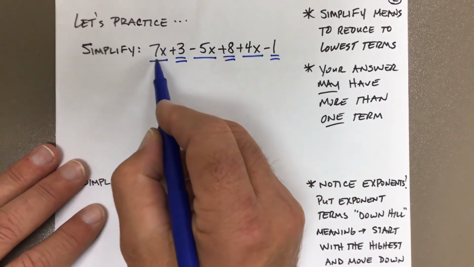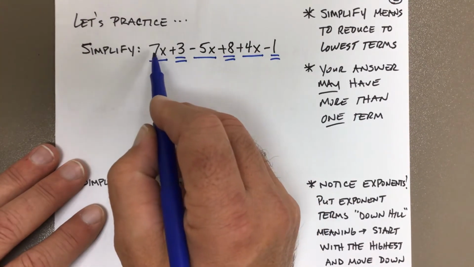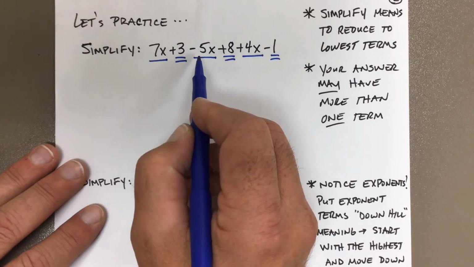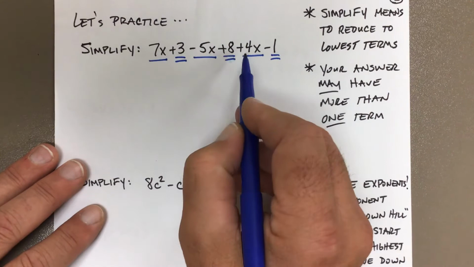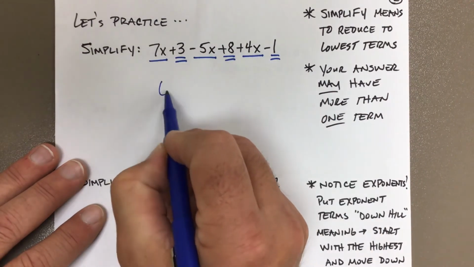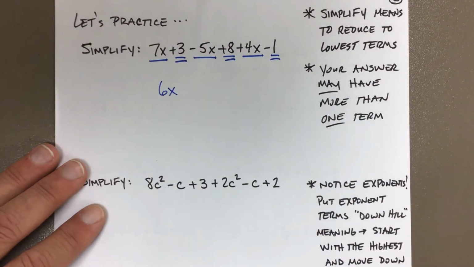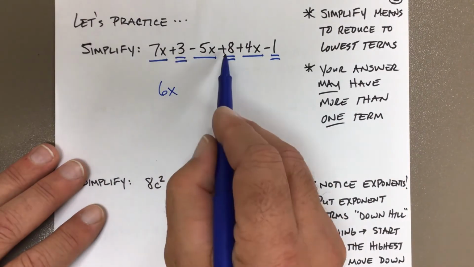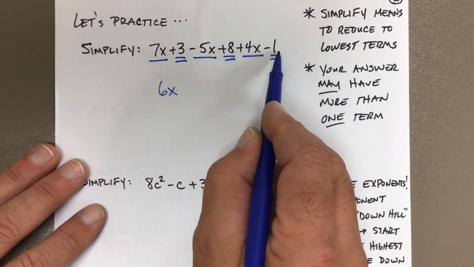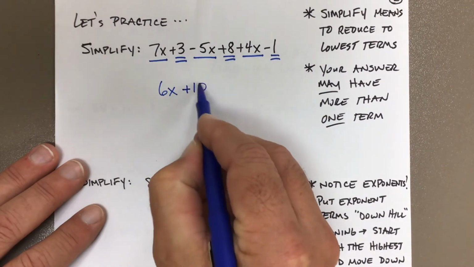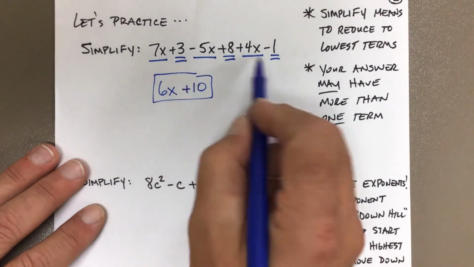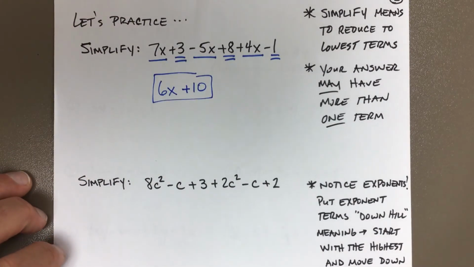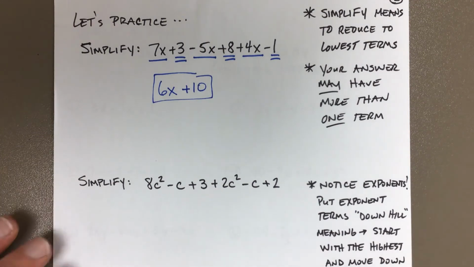So I have the ones that have just one line underneath it, and then I simply just do what the operations tell me. So 7 minus 5 is 2, and then 2 plus 4 is 6, so I have 6x. Then I go to my constants. 3 plus 8 is 11, minus 1 is 10, positive 10. That would be my answer. Whenever I do this, I make sure I identify what I need to combine, what I get to add and subtract together.